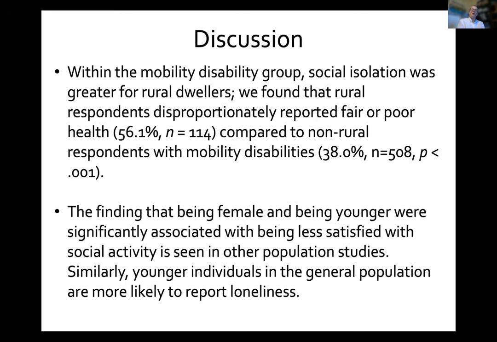So one of the somewhat contradictory findings was that within the mobility disability group, social isolation was greater for rural dwellers. And we wanted to explore that a little further, and we found that rural respondents within the mobility disability group disproportionately reported fair or poor health compared to the non-rural respondents. And we think that perhaps within that group, the fair or poor health was a driver of social isolation as much as living in a rural area.